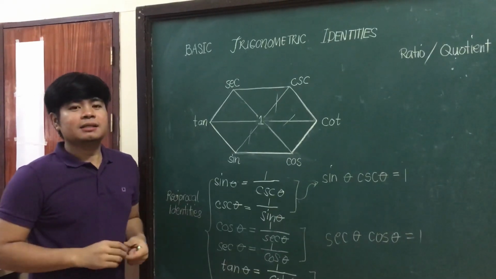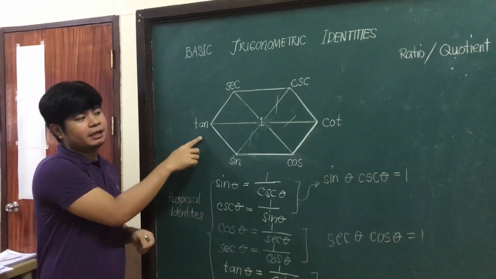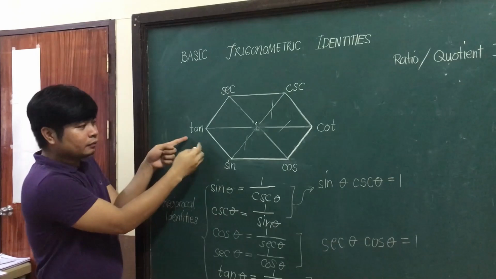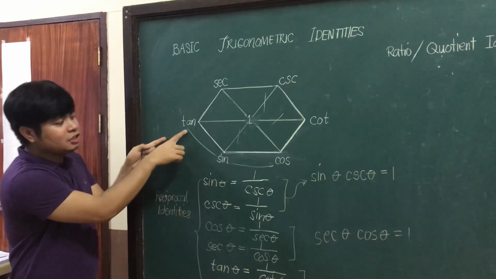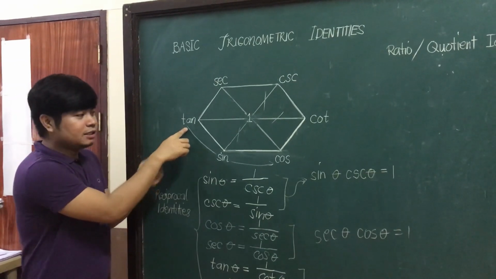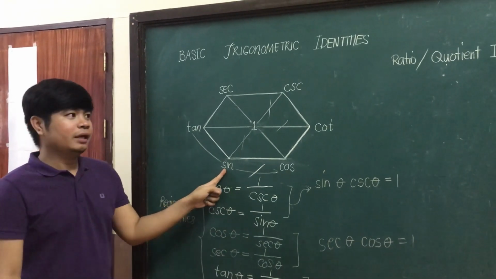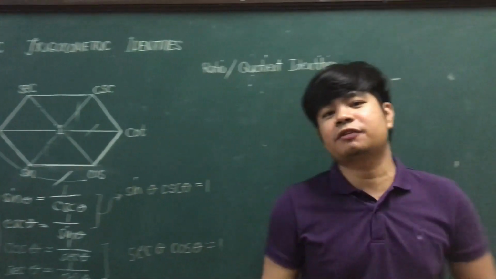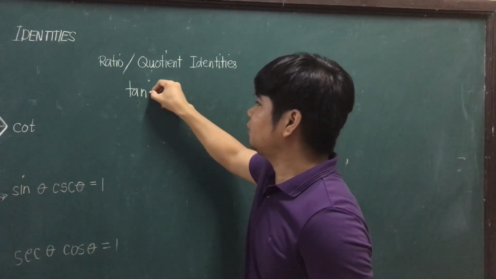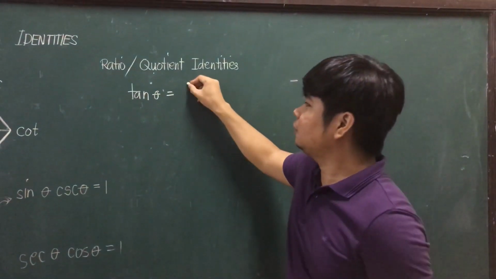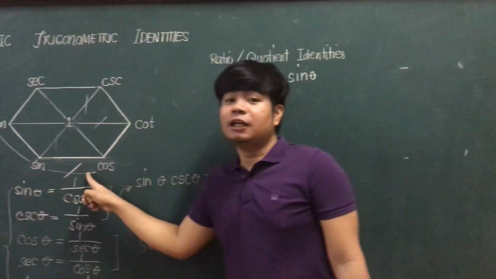The next identities are the quotient or ratio identities. If we look into the tangent, sine, cosine hexagon, and our movement is this way, it means to say that tangent of a function is equal to sine over cosine. Okay, so in the ratio or quotient, the first ratio identity is that tangent of any angle is equal to the ratio or the quotient of sine divided by cosine.